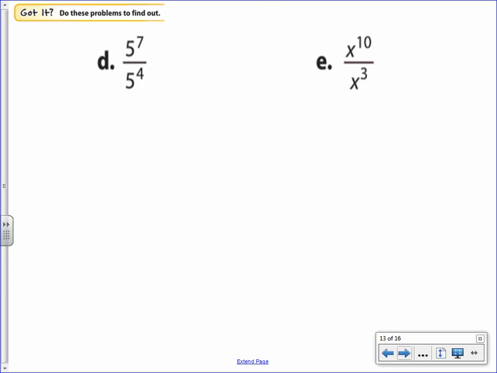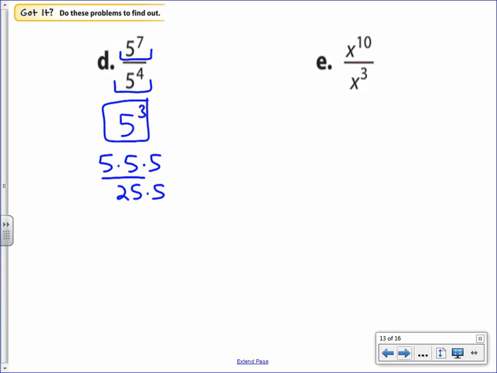Grab your workbook. I'm dividing powers with the same base. I have 5 to the 7th power divided by 5 to the 4th power. My rule when I'm dividing powers is to keep the base, subtract the exponent. 7 minus 4 is 3. And 5 times 5 times 5 is 25 times 5, which is 125. Standard form, exponential form.